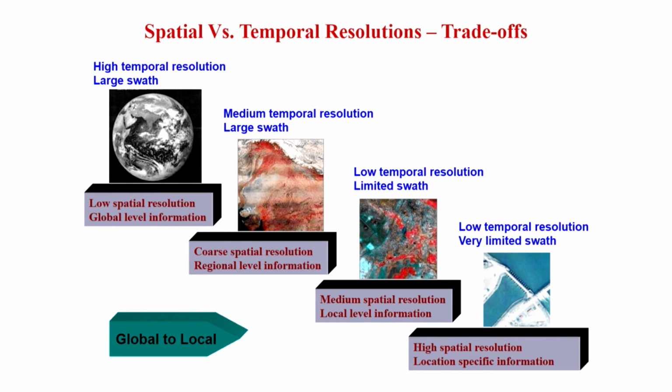So there is always a trade-off between the spatial resolution and the temporal resolution. So what do you want? High temporal, low swath for global level information; medium temporal resolution, fairly medium resolution satellites with 250, 100 meters resolution for regional level information; then medium spatial for local level, and then high for local location specific information. So what kind of studies you are offering, regional, global, city level or local level, accordingly you will choose the data sets.